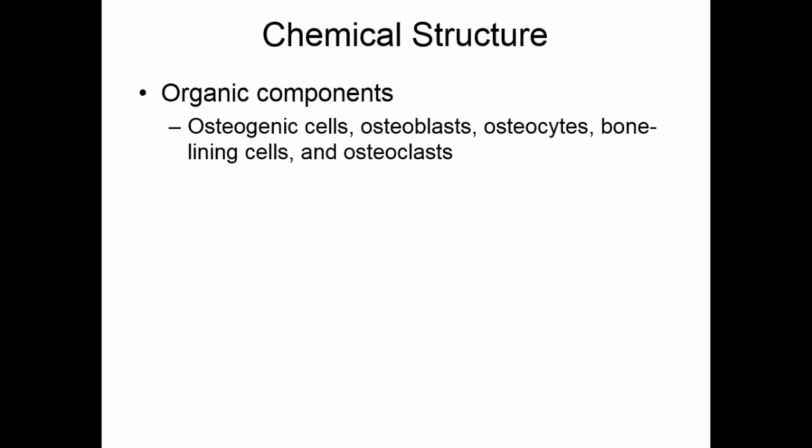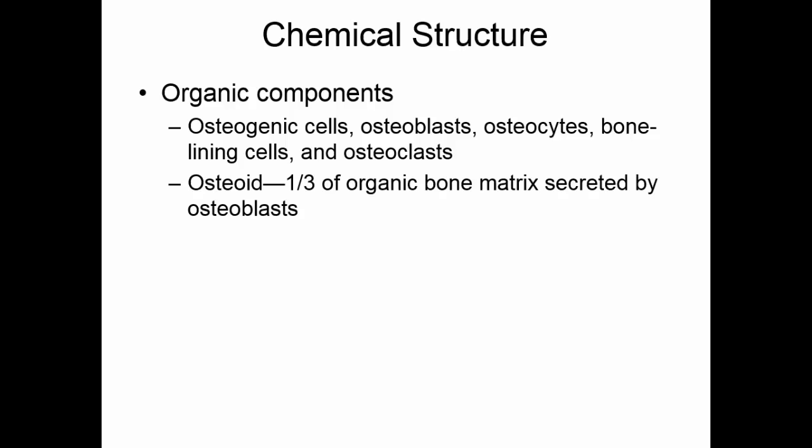Bone is composed of both organic and inorganic components. The organic components are all of the cells, the osteogenic cells, osteoblasts, osteocytes, bone lining cells, and osteoclasts, as well as the osteoid. About 1/3 of the bone matrix is secreted by the osteoblasts and has these protein fibers, the collagen, that provide the flexibility and strength for the bone.